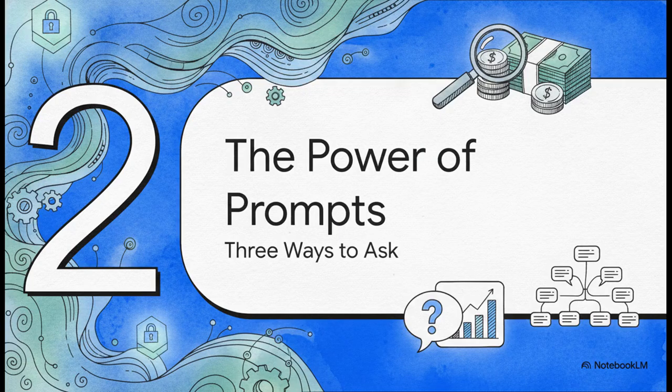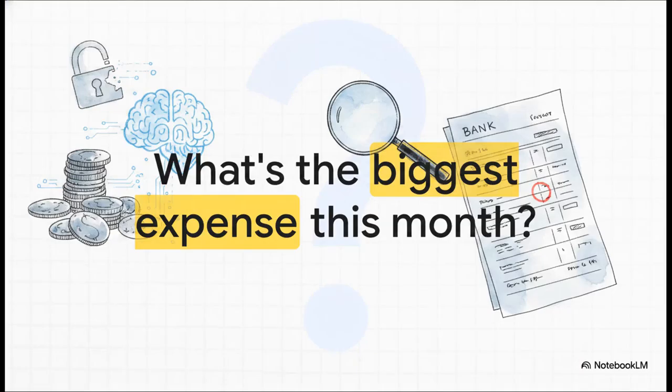Section 2. The power of prompts. 3 ways to ask. Let's move on and see how this builds. While that instant summary is great, the real magic happens when you start interacting with your data. The source material outlines 3 incredibly useful types of queries. The first type is the specific expense check. Remember, you're having a dynamic conversation with your finances here, not just running some standard search query. You can just ask, what's the biggest expense this month? You're literally asking the AI to pinpoint a specific, critical piece of data from an absolute sea of numbers.